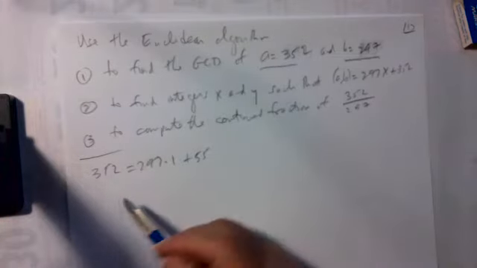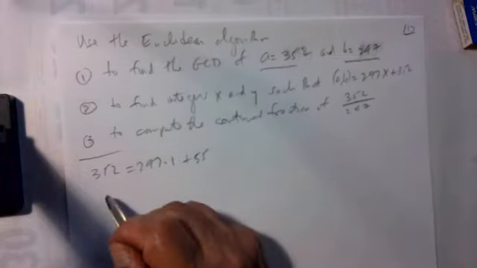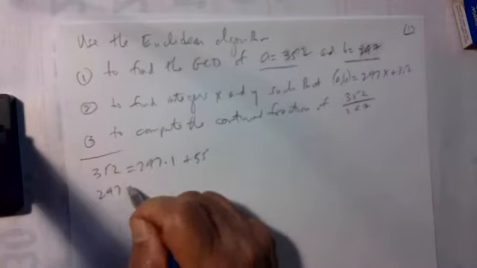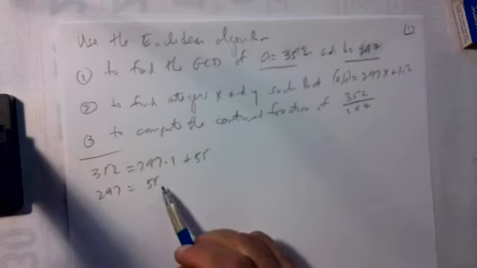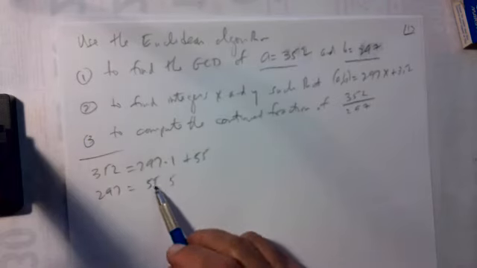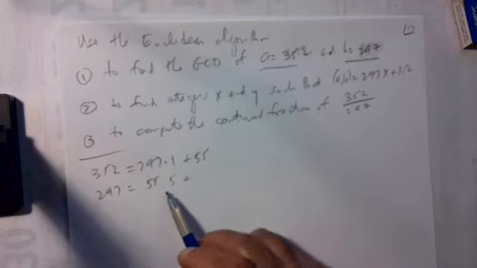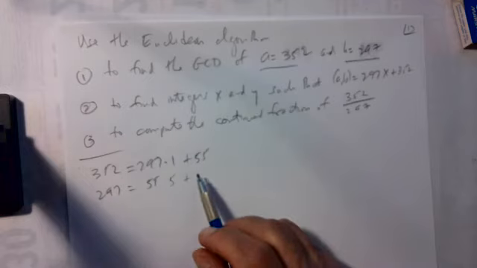Anyone get the greatest common divisor yet? 11. Yes. So the next step in the Euclidean algorithm: 297, if you divide by 55, what is the quotient? 5. Let's see, so 5 times 55 is 275. So what is the remainder?